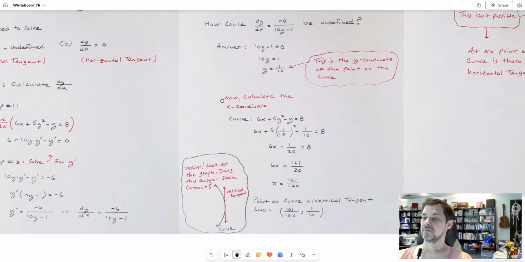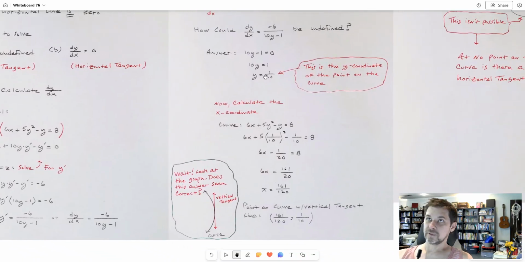Okay. Well, the derivative tells us the slope of the curve. It tells us the rate of change between x and y. It doesn't tell us points on the curve. So I would use the original equation, which graphs that curve to start with. I'll put in 1 over 10 for y, since that's what I know, and I'll solve for x. And I get x is 161 over 120. So the point on the curve with the vertical tangent line has x coordinate 161 over 120, y coordinate 1 over 10.